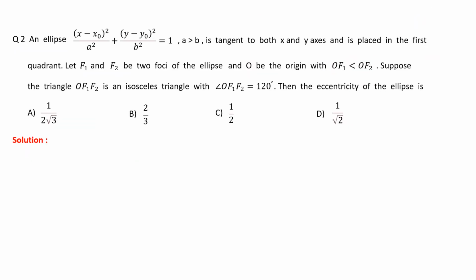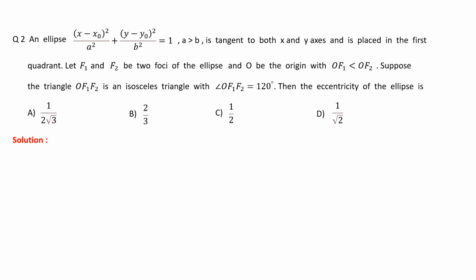Now students, this is the second problem. It says an ellipse (x minus x naught) whole square divided by a square plus (y minus y naught) whole square divided by b square equal to 1, where a is greater than b. That means it is a horizontal ellipse, is tangent to both x and y axis, and is placed in the first quadrant. Let F1 and F2 be two foci of the ellipse and O be the origin, with OF1 less than OF2. Suppose the triangle OF1F2 is an isosceles triangle with angle OF1F2 equal to 120 degrees, then we are required to find the eccentricity of the ellipse.